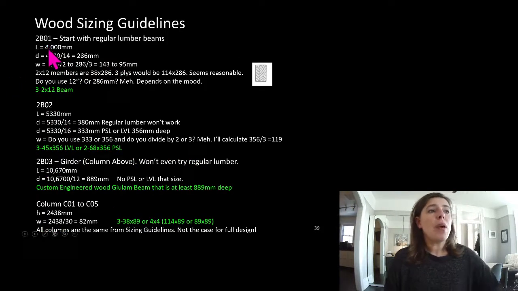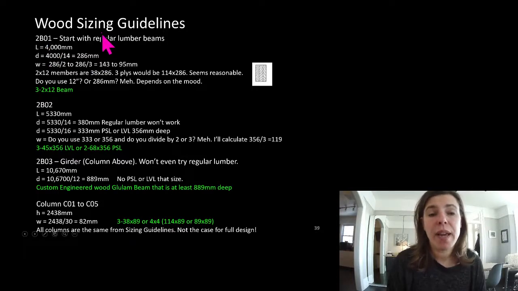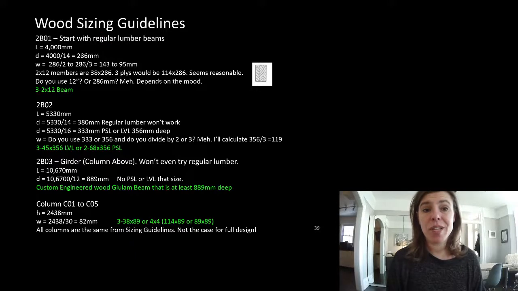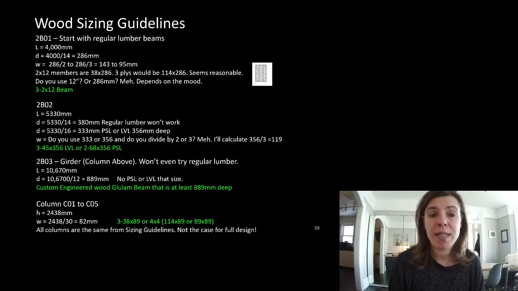So 2B01. We want to start by seeing if a regular lumber beam works. That's going to be the cheapest thing. We can walk into Home Depot and buy that wood. So unless there's something not available or it doesn't work for us, we're going to try to use the beam sizing guidelines. It met the beam criteria.